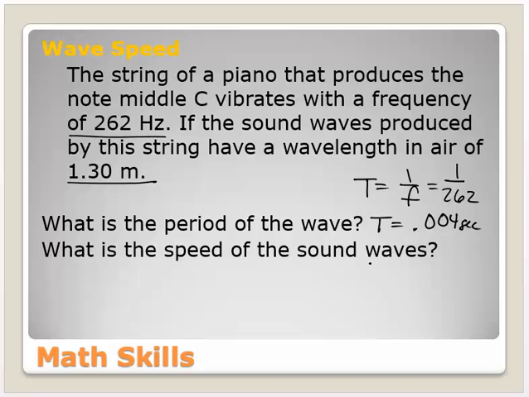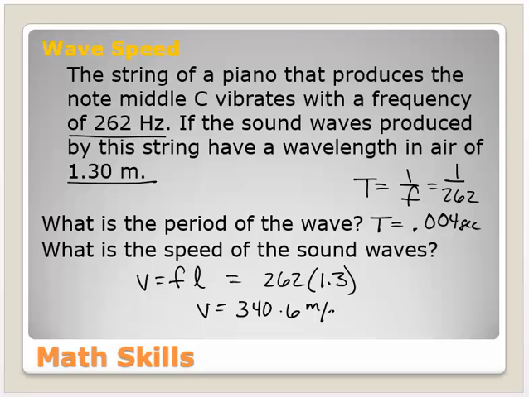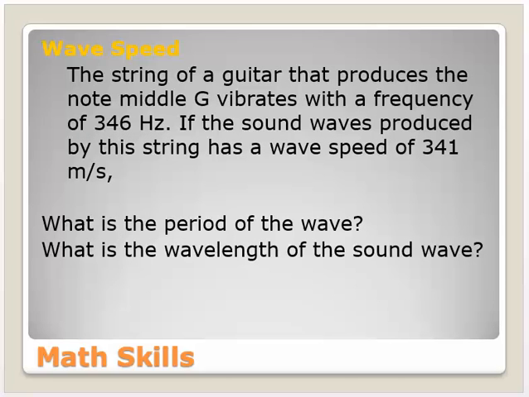What is the speed of the sound waves? Well, I'm going to use velocity equals frequency times wavelength, right? Because that's the speed. The frequency is 262 hertz times the wavelength of 1.3. The velocity in this case turns out to be 340.6 meters per second.